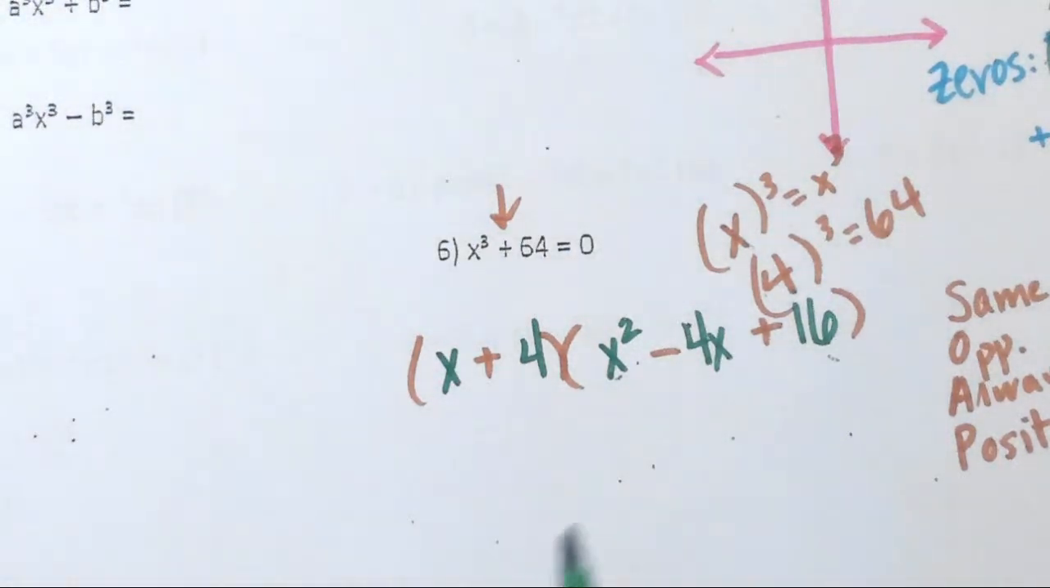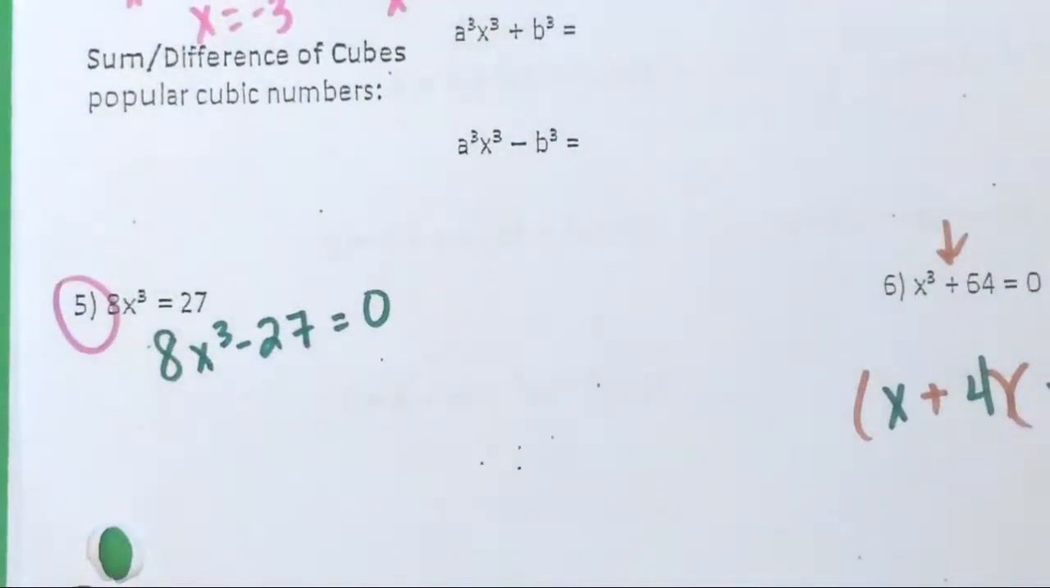We're not completely done with this problem. We're going to come back to it in a second. Let's go ahead and figure out how to factor number 5. Number 5 is a little harder because of that 8 in front. It's still the sum or difference of cubes. In this case, it's the minus sign, so it's the difference of cubes.